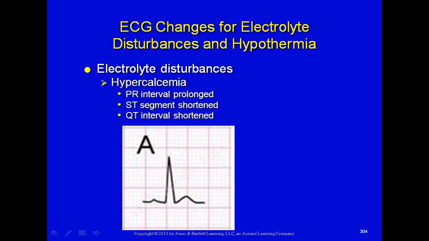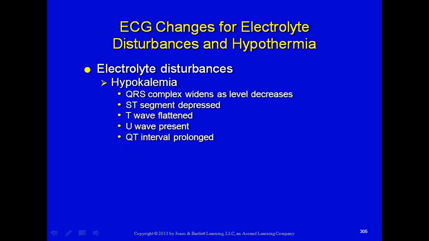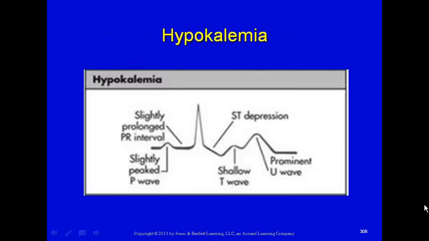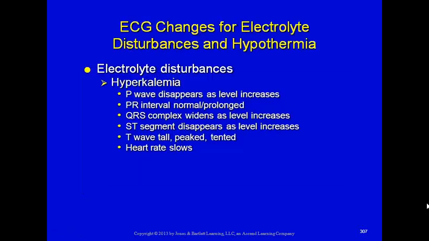would have hypercalcemia. Hypokalemia, or low potassium, the QRS complex widens as the level decreases, and the ST segment becomes depressed, the T wave flattens, a U wave develops, and the QT interval becomes prolonged. So this might be the configuration you see with hypokalemia or low potassium. You've got that prolonged PR interval, you've got ST segment depression, you've got a really shallow T wave, and the development of a normally unseen U wave.